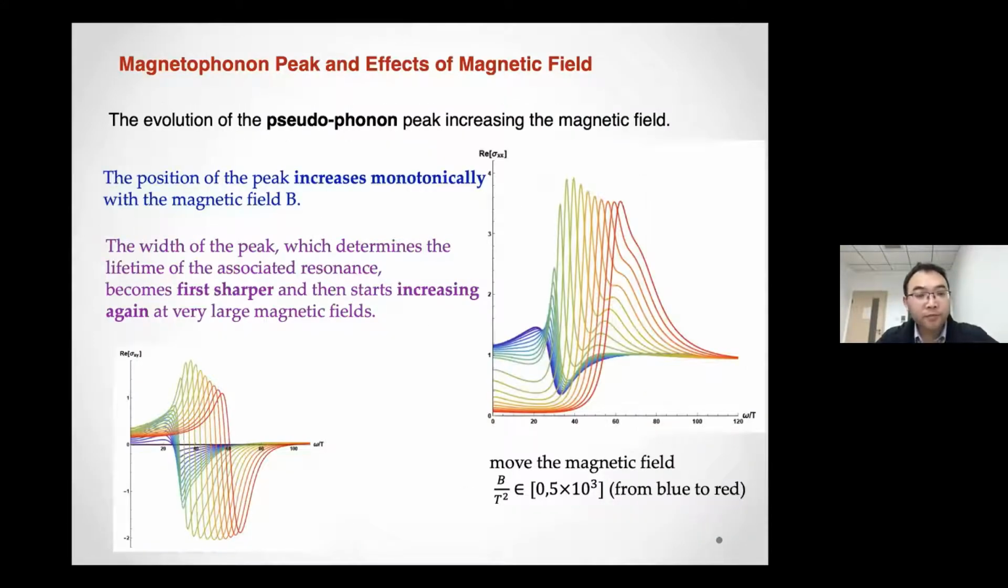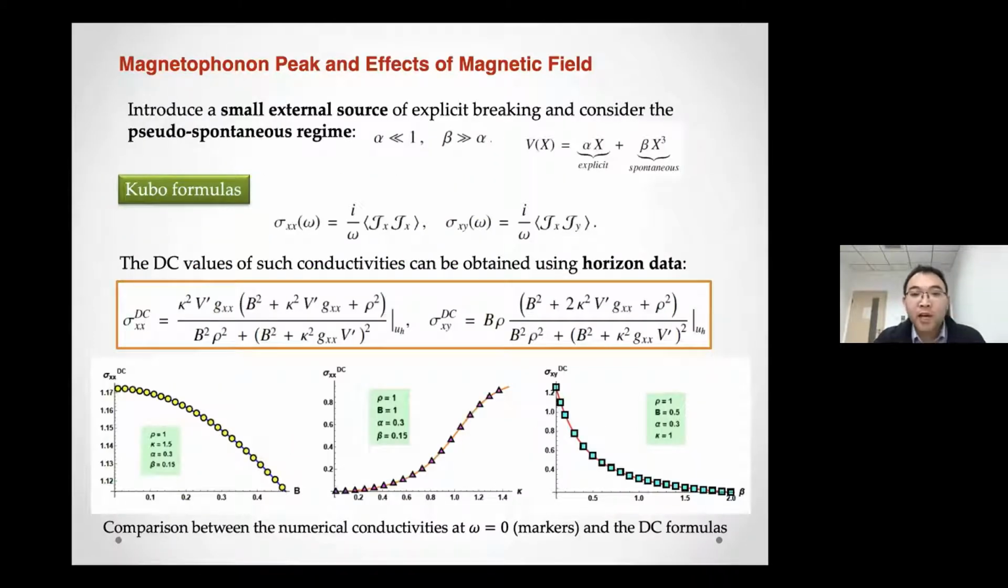Now let's add a small external source to break the translation symmetry explicitly, to mimic disorder or impurities. As we introduced, we need to consider the pseudo-spontaneous regime. We consider this kind of potential, where alpha is much smaller than 1 and beta is much larger than alpha. The optical conductivity can be obtained from the Kubo formula.